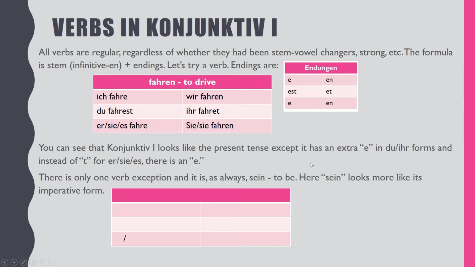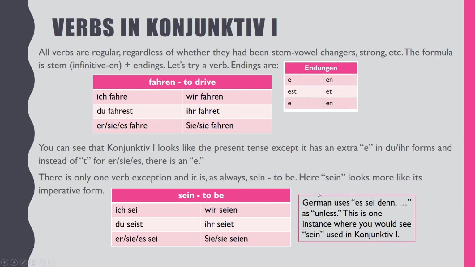There is only one verb exception, and it is, as always, sein, to be. Here, sein looks more like its imperative form. We get ich sei, du seist, sie es sei, wir seien, ihr seiet, sie seien. German uses es sei denn as unless. This is one instance where you would see sein used in Konjunktiv I.